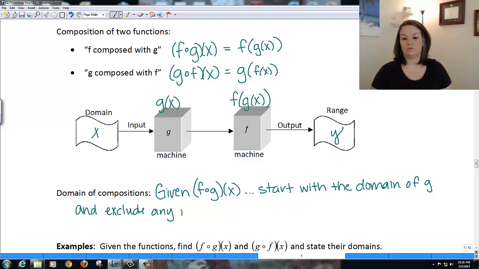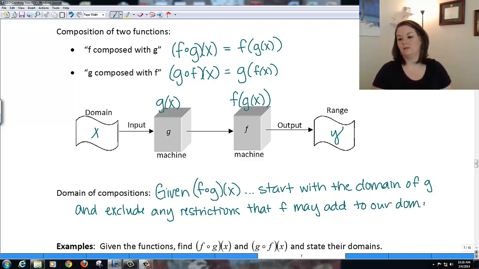and exclude any restrictions that f may add to our domain. So whatever the first function is, the one you're putting inside, you start with that domain, and then once you've created your new function, if there's a variable denominator or an even root, you modify that original domain as such.